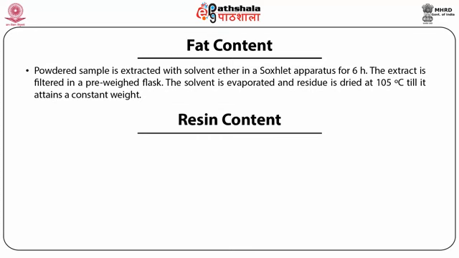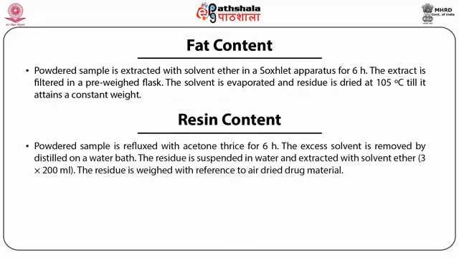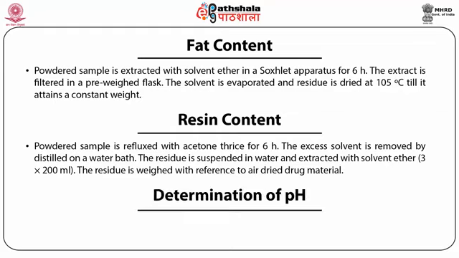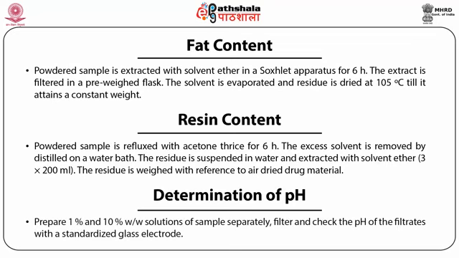The other parameter is resin content. Here the powder sample is refluxed with acetone thrice for 6 hours. The excess solvent is removed by distillation on a water bath. The residue is suspended in water and extracted with solvent ether 3 times with 20 ml. The residue is weighed again and this gives us the resin content. And the last one is determination of pH. We prepare a 1% and 10% weight by volume solution of the sample, filter it, check the pH of these filtrates, and compare it with standard values that are reported in literature.